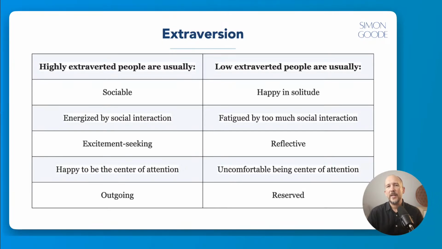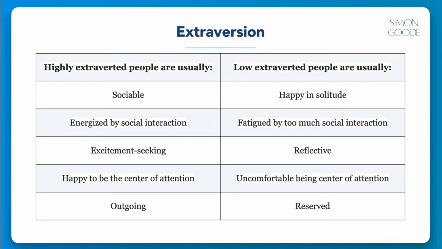Low extroversion people, by comparison, are more happy in solitude. They don't mind being by themselves. Fatigued by too much social interaction. They tend to be quite reflective, uncomfortable being the center of attention, and more reserved as well. Where would you put yourself? What about the people around you?